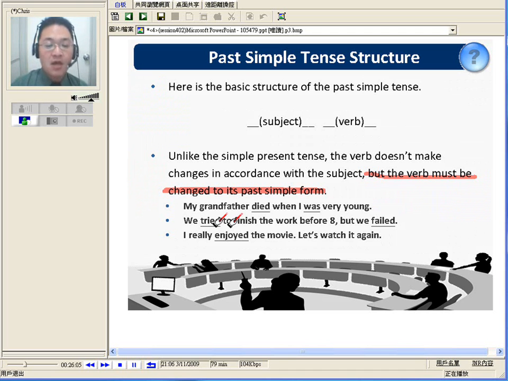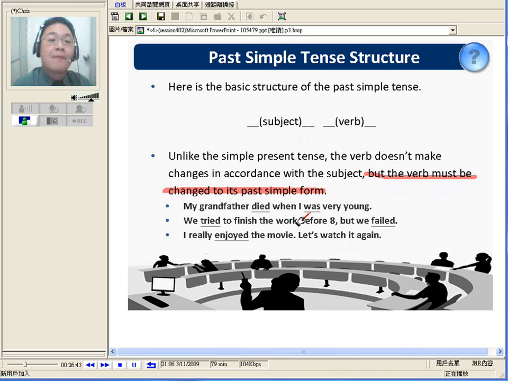For example here, my grandfather died when I was very young. We tried to finish the work before 8, but we failed. I really enjoyed the movie. Let's watch it again. You see? ED, ED, ED, and ED. A lot of verbs are like that. And of course, later on in the session, we will introduce you to some irregular verbs, verbs that do not follow this pattern like the verb was. But I'll introduce that to you later.